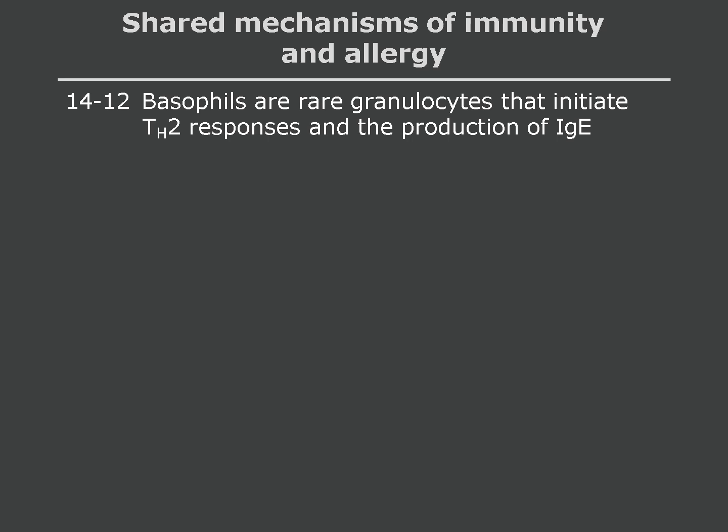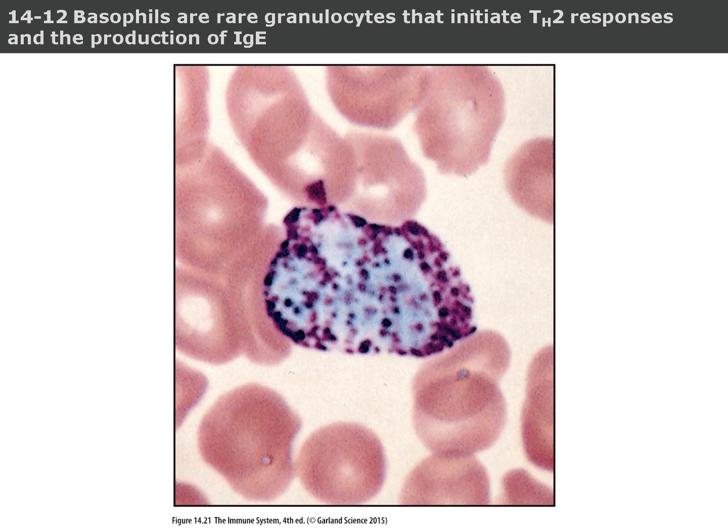Basophils are rare granulocytes that initiate tissue responses and the production of IgE. This image shows a basophil among surrounding red blood cells. Basophils play a crucial role in initiating T helper 2, or Th2, responses and promoting the production of immunoglobulin E, or IgE. Their granules, stained dark purple, contain mediators that help drive allergic and antiparasitic immune responses.